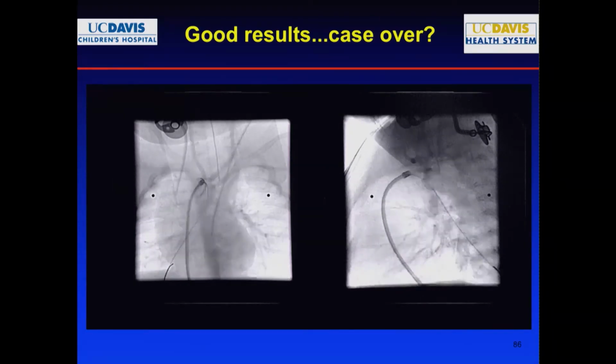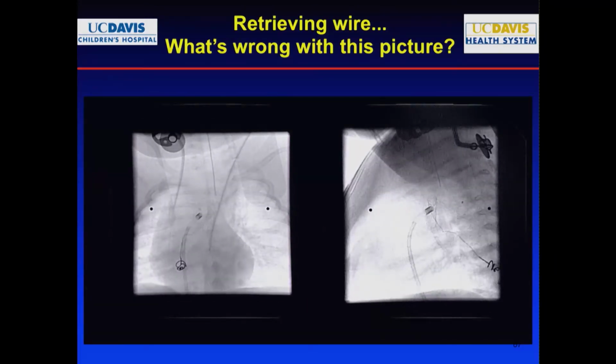And now, there's no balloon here, so you just have to pull the wire out. What's easier than that, right? Just pull the wire out. Well, guess what? It wasn't that simple. What's wrong with this wire now?